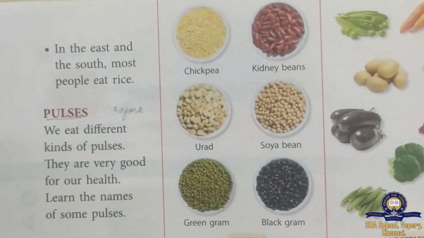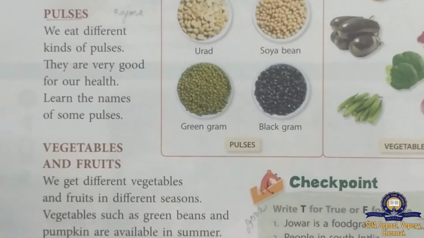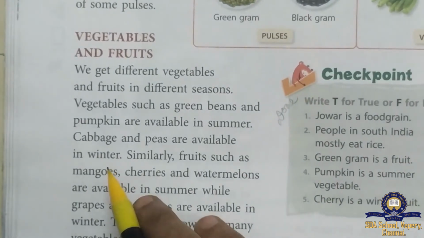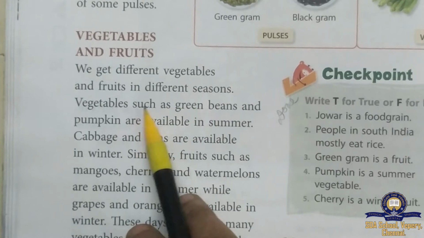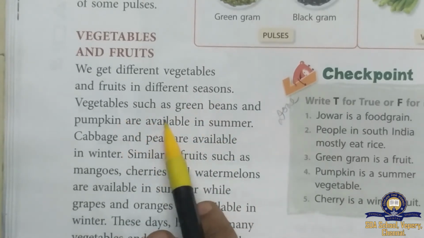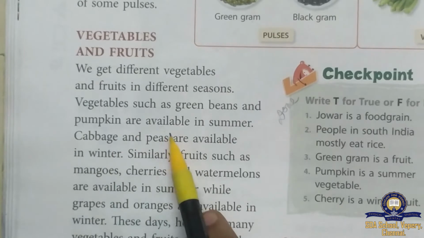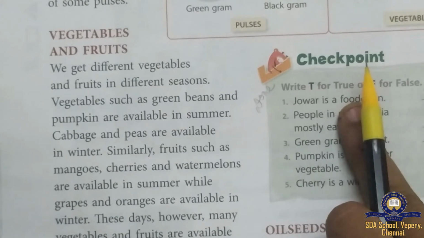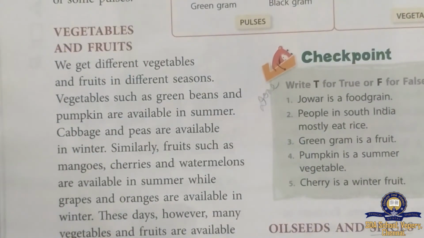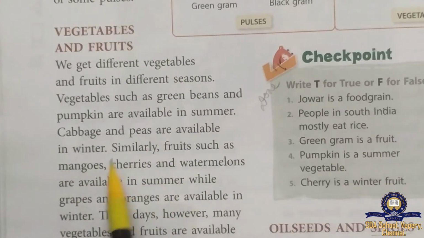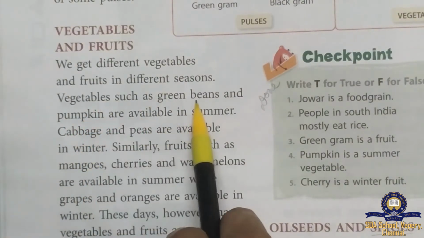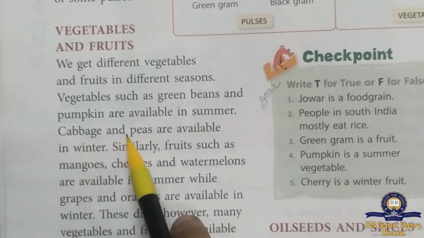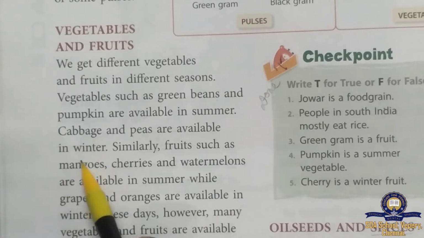Next we move on to the vegetables and fruits. We get vegetables and fruits in different seasons, and they grow according to the climate. We have already said that the climate decides what food is grown, isn't it? Green beans and pumpkins are available in summer. What about winter? Cabbages and peas are available in winter.